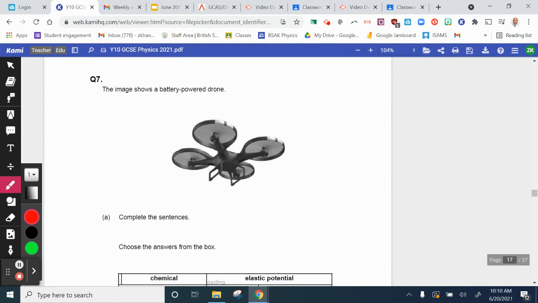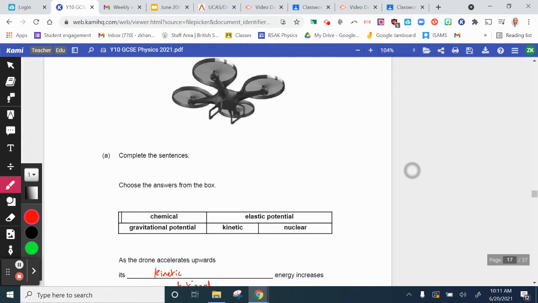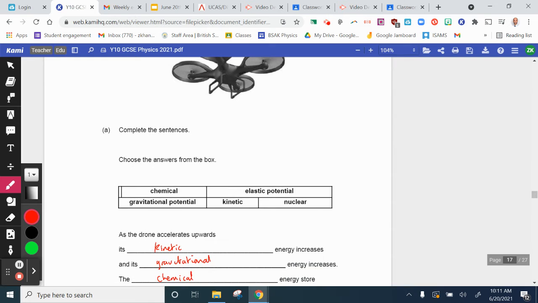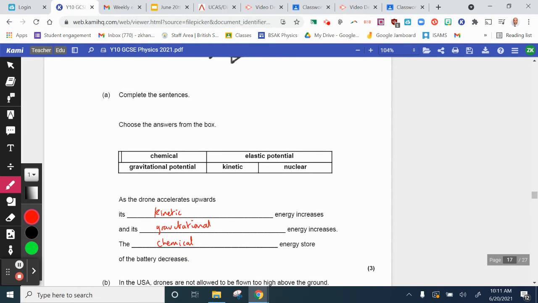Question 7. The image shows a battery-powered drone, and you have to complete the sentence. Choose the answers from the box. So one of these words goes into each line. So as the drone accelerates upwards, that means speeds up in the upwards direction. What happens? The kinetic energy increases. And because it's moving upwards, gravitational energy also increases.